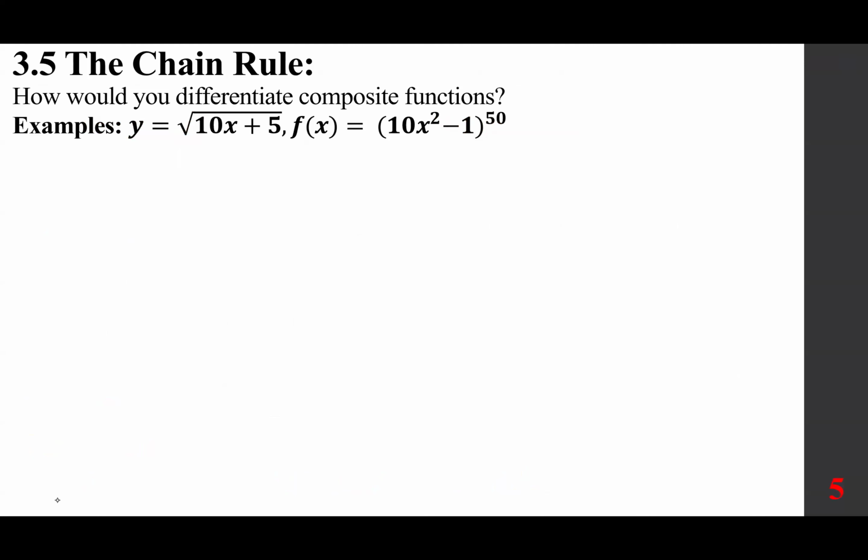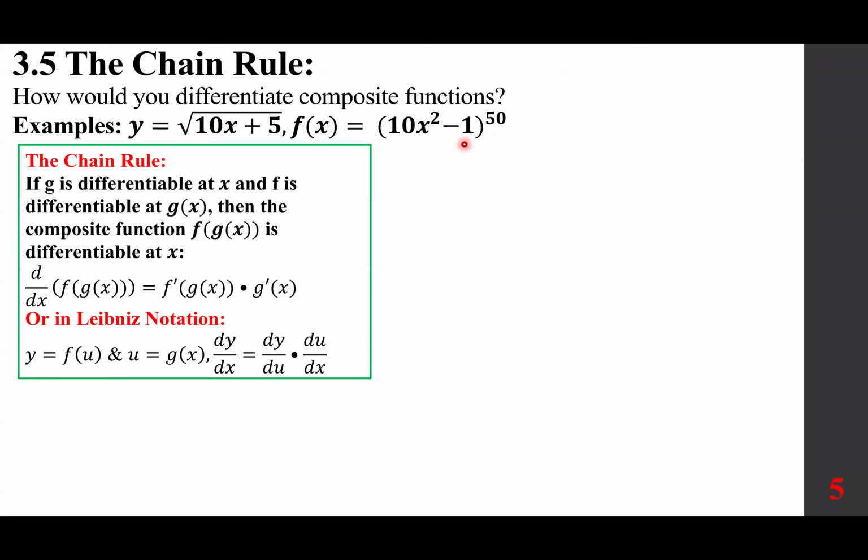So how would you differentiate some composite functions, such as y equals the square root of 10x plus 5, or (10x squared minus 1) to the power of 2? We use the chain rule. So what is the chain rule? If g is differentiable at x and f is differentiable at g of x, then the composite function f of g of x is differentiable at x, and we write d/dx, the differentiation operation, of f of g of x is f prime of g of x times g prime of x.